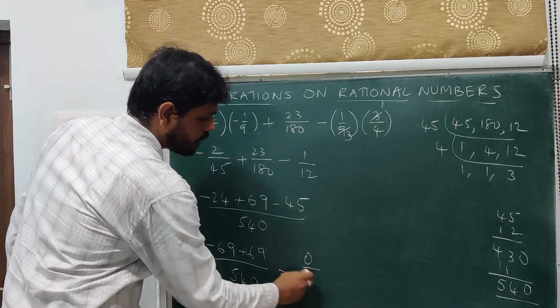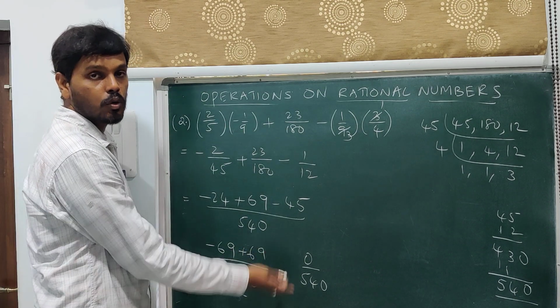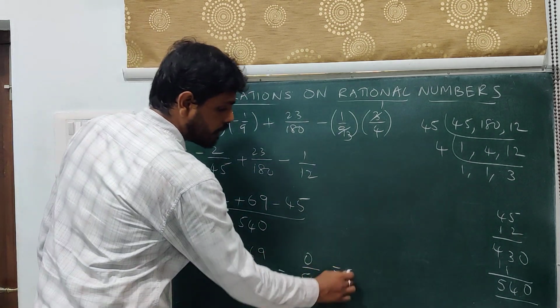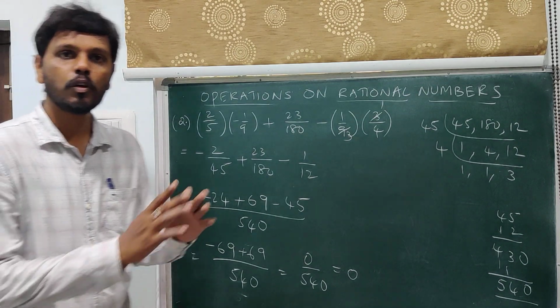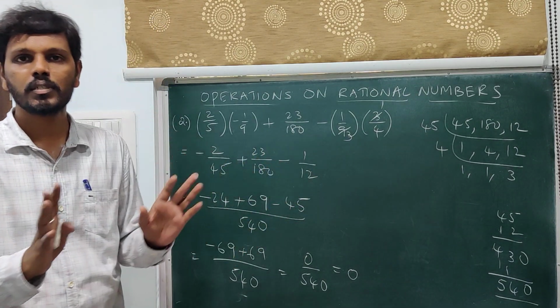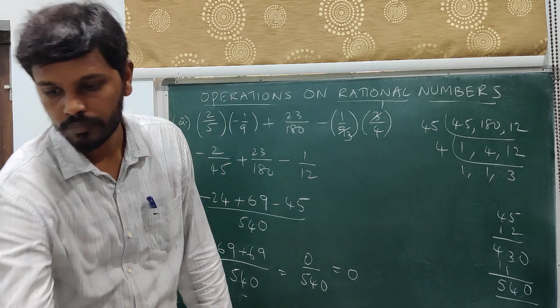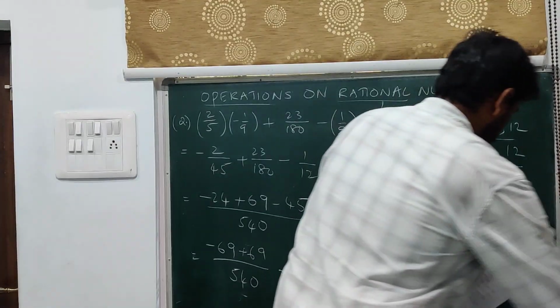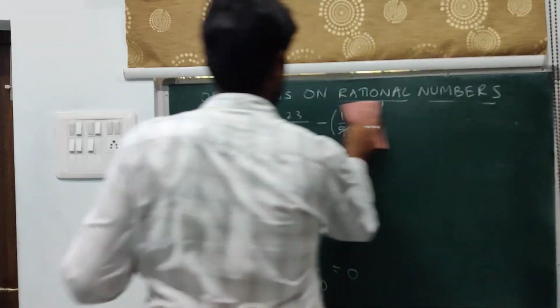So 0 by 540. 0 has got no sign. So I am not writing any sign for 0. 0 by any number is 0. So finally the answer is 0. So in every problem, what we are trying to do is, first we are opening the brackets, then we are doing the LCM. This is the funda that we follow for all the problems. So this is about the second problem. Now the third problem is your homework, which is just similar to the first one. That is what you do.